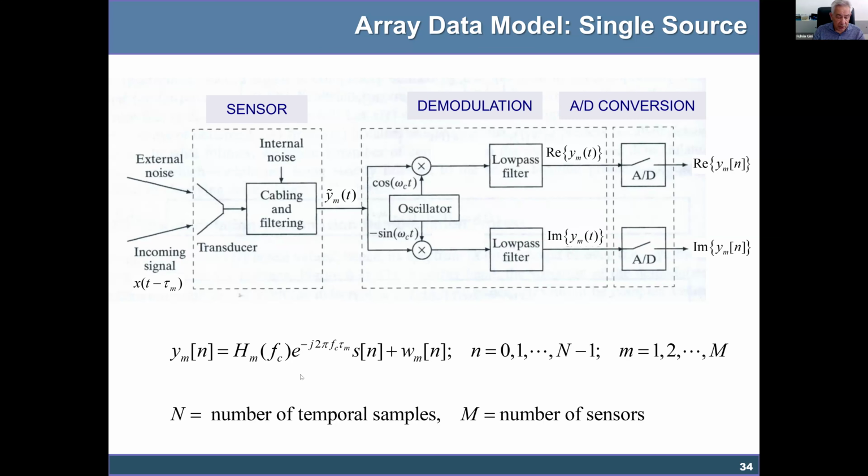So the most important thing that should be understood is that if the signal is narrowband, the effect of the delay, so we receive the signal with the delay tau m, the effect of the delay on the samples of the complex envelope is a phase shift that is represented by this term. And this is the fundamental fact.